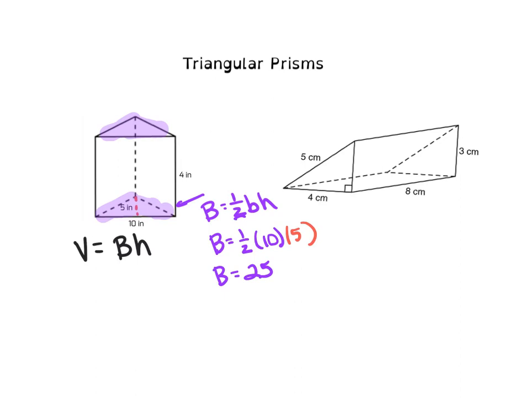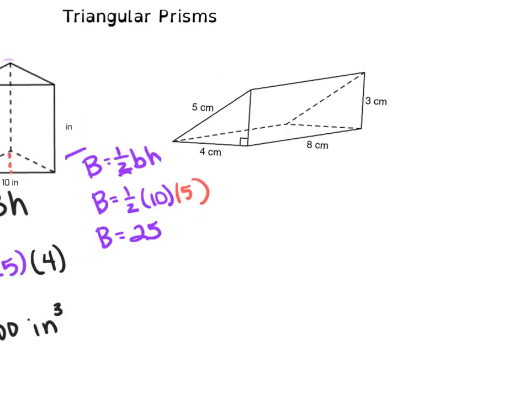To find the volume, we just multiply that base area, which we got for 25, times the height, which is 4. And this time we're going to get the volume equal to 25 times 4 is 100. And we need to be aware we have units here. Since we're in 3 dimensions, we're multiplying the inch unit 3 times, or we're cubing it. So this is 100 inches cubed.